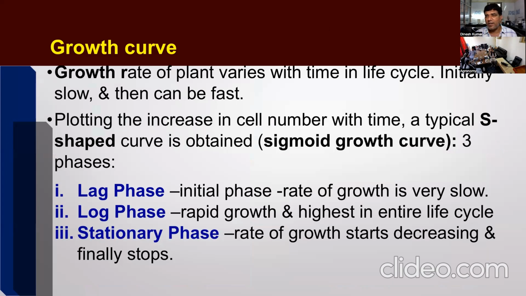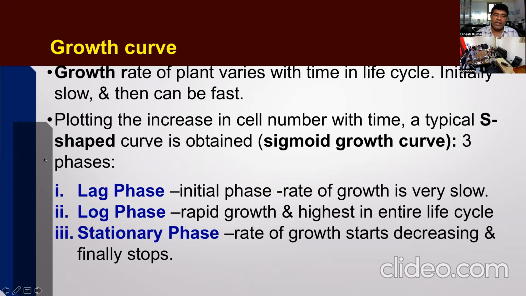Initially slow, and then it can be fast. The rate of growth is initially very slow, and then it will be very fast, and then it will become steady and start falling. Sometimes it can go negative also. So plotting the increase in cell number with time, a typical S-shaped curve is obtained, which is called as sigmoid growth curve. So there are three different phases of sigmoid growth curve.